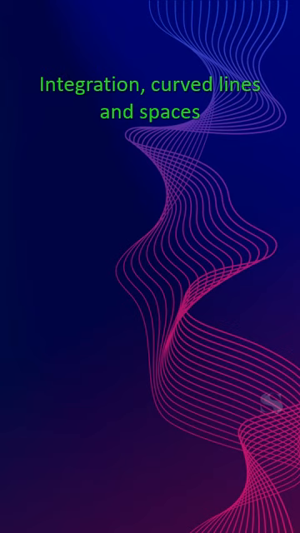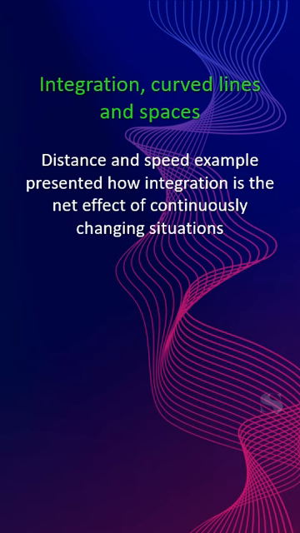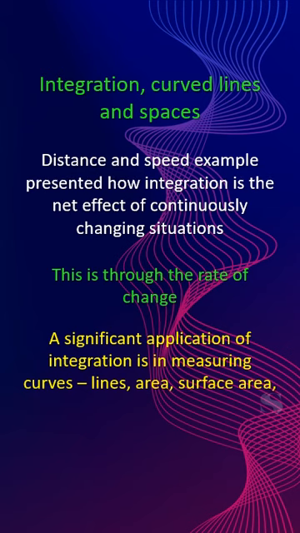Integration and curved lines and spaces. Through the distance and speed example, we presented how integration is the net effect of continuously changing situations. By net effect, we imply the sum of increase or decrease in a changing quantity over the period, whatever it is. This is through the rate of change. The other significant application of integration is in measuring curves, lines, area, surface area, and volumes. We will now explore the basic principles of measuring length of curved lines, circumference of circles, volume of a straight cylinder, and area of the surface of a sphere.